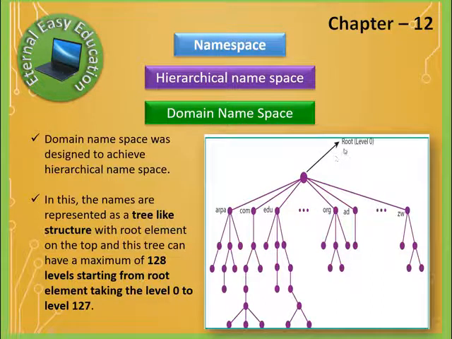That means the root is 0, this dot. Below that, edu, below that there is another name, below that there is another name. So it can move up to 127 levels. So this is the method followed in hierarchical namespace. Based on this methodology, domain namespace is formed. That means the name for the IP address is framed.